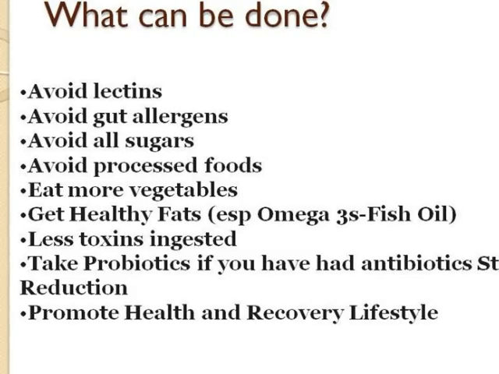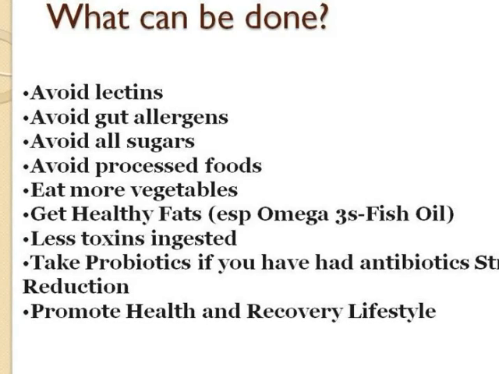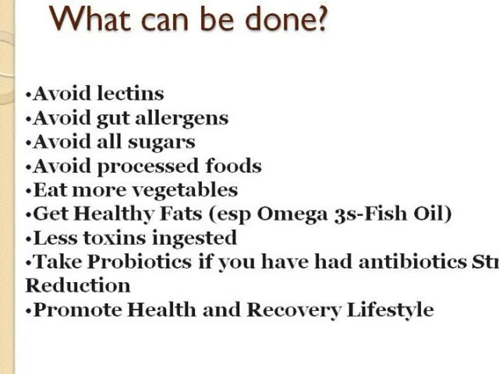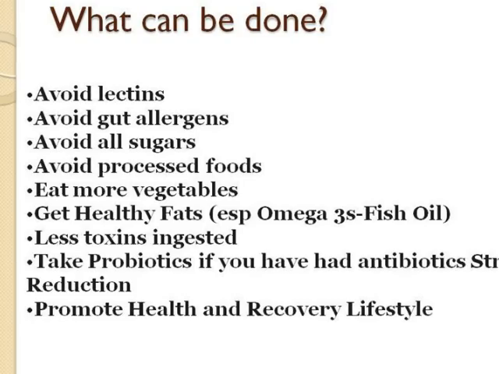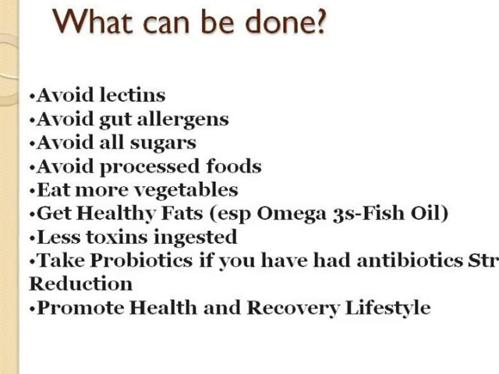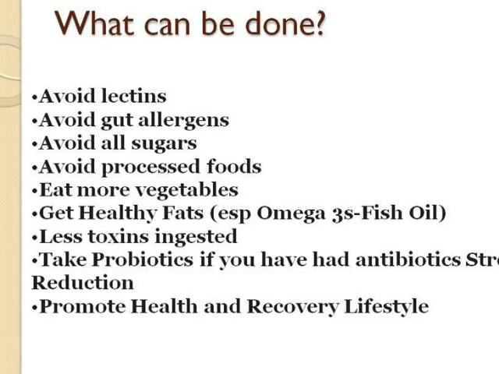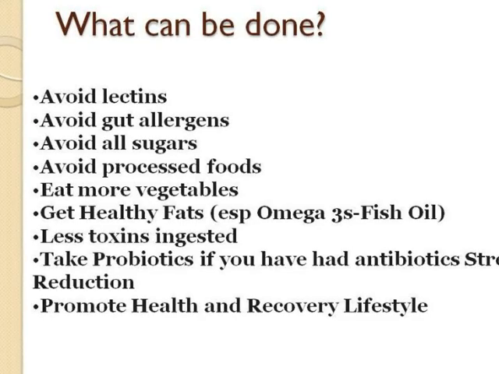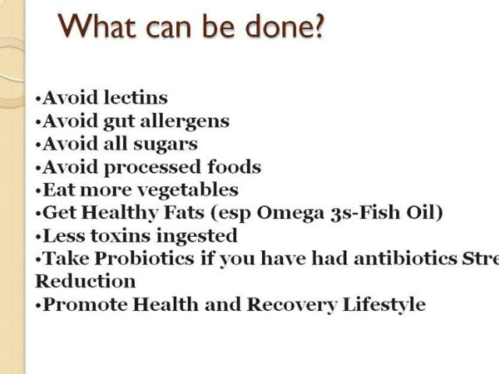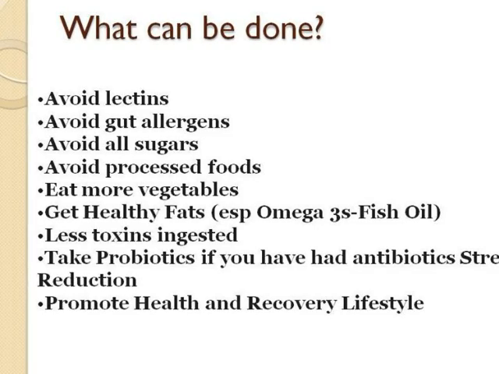Sugars should be avoided. Sugars aid in the production of yeast in the intestinal tract, which crowds out the beneficial bacteria trying to do its job and produce its sulfatase in order to help the body produce the hormones it needs. Avoid processed foods and their additives. Eat more vegetables, especially raw vegetables. Get the healthy fats such as omega-3s from fish oil. Ingest less toxins in the form of pesticides and other insecticides that may be on your foods. Try to go as much organic as you can.